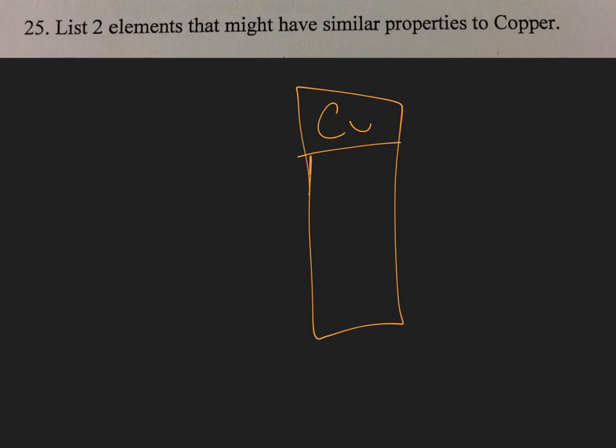Two elements that might have similar properties to copper. So if you're looking at the periodic table, copper is at the top of a group in the middle in the transition elements. So any other elements in that group should have similar properties. And the next two would be silver and gold. So those are two elements that should have similar properties.